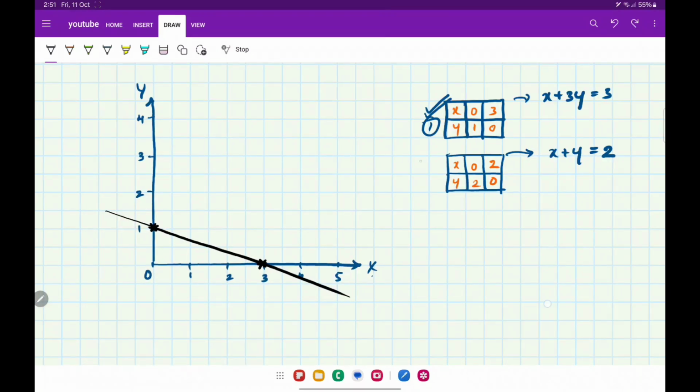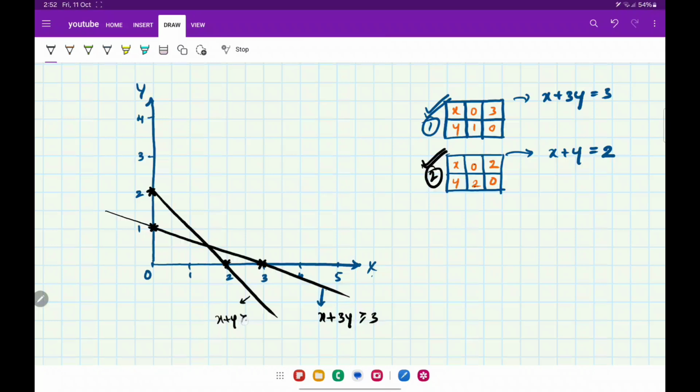Next plot the second constraint in order to get the other line. So we have 2 points, 0, 2 and 2, 0. The 0, 2 point we have here and 2, 0 is this point. Now join these 2 points to form a line. So these are the 2 lines for both the constraints. So this is the line for the constraint x plus 3y greater than or equal to 3 and we have the second one, that is x plus y greater than or equal to 2.